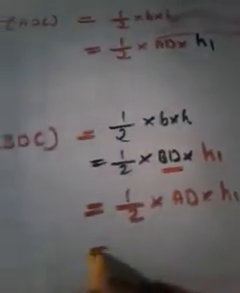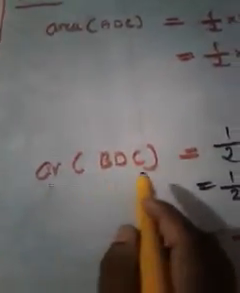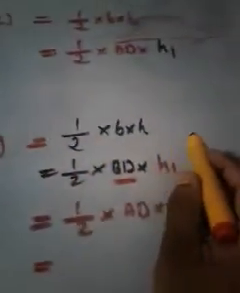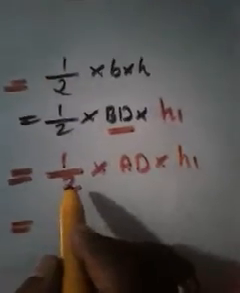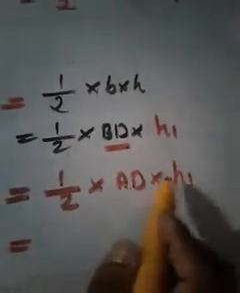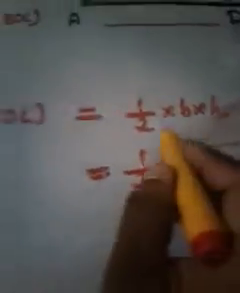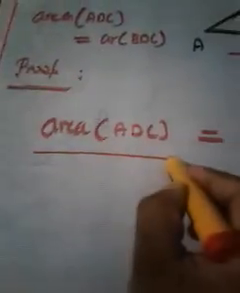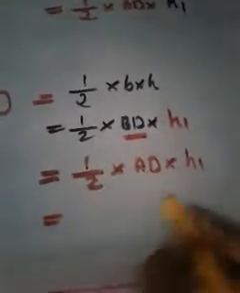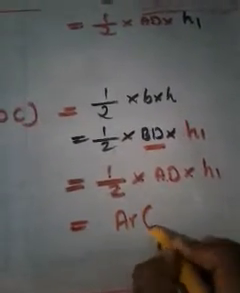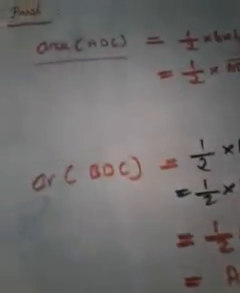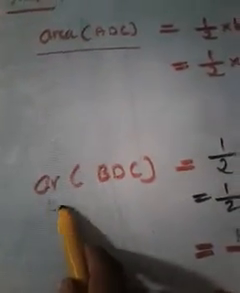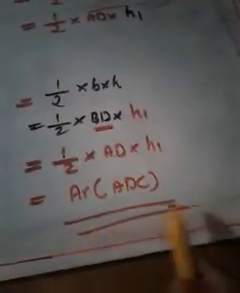Now listen, we started with the area of BDCA, isn't it? And we have reached here, then after some arrangement, we have reached here. What we got now? Half into AD into H1. What is half into AD into H1? That was the area of ADC. So instead of half into AD into H1, can I write area of ADC? So hence the proof, no? What we have proved? We proved that area of BDC and area of ADC are equal.